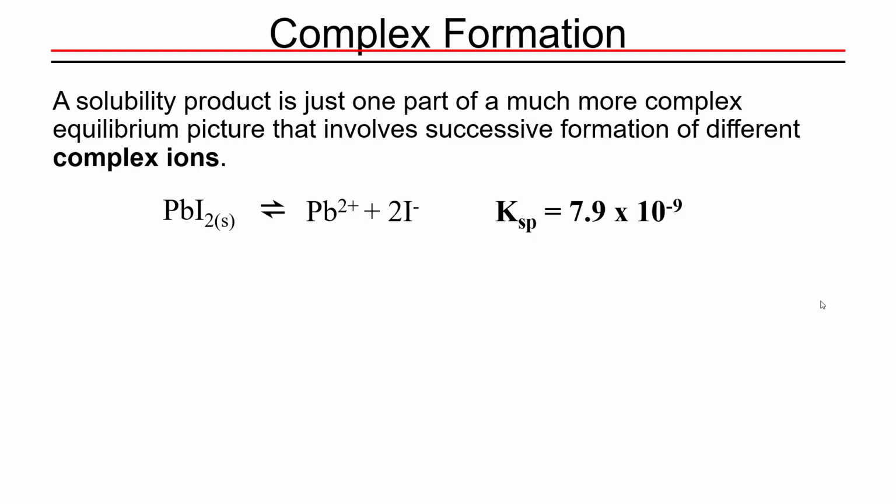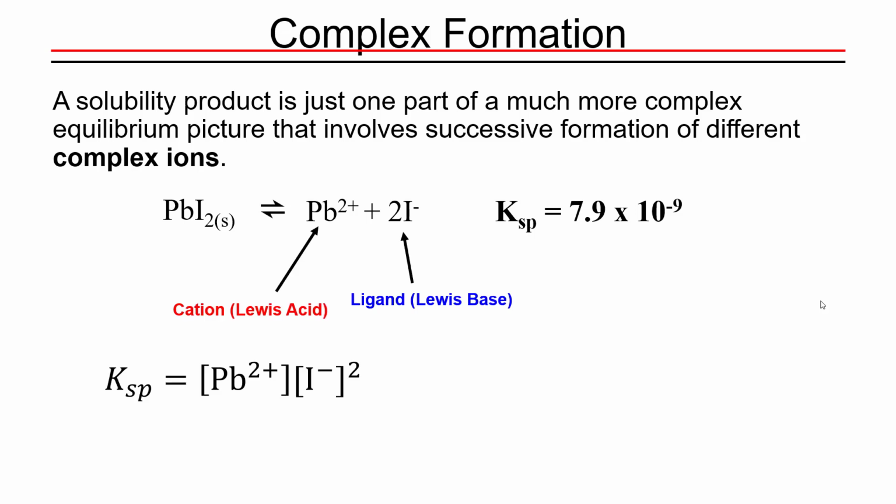And just as a refresher on terminology, when we're talking about precipitation reactions, we refer to the metal ion, lead-2 plus, as the Lewis acid, the electron pair acceptor, and the iodide, the anion, as the ligand, the Lewis base, the electron pair donor. The KSP expression is, of course, lead-2 plus concentration times the concentration of iodide squared. So based on what we know about the common ion effect, we would predict that as the concentration of iodide goes up in solution, the ionic solid lead-2 iodide must become more insoluble to satisfy Le Chatelier's principle.